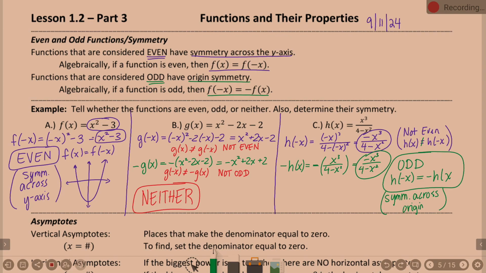I just picked one. If you pick the top right quadrant, if I flip it left across the y-axis and then down across the x-axis, does it land on itself? Yeah. Okay, that's what symmetric across the origin is. That's the easiest way I can describe it: it's a reflection across both axes.